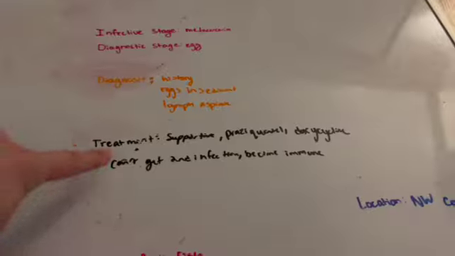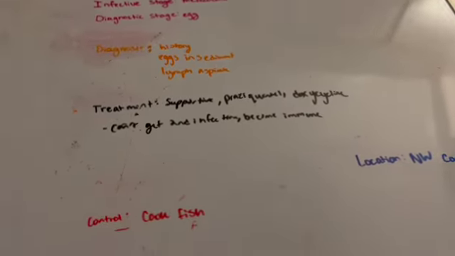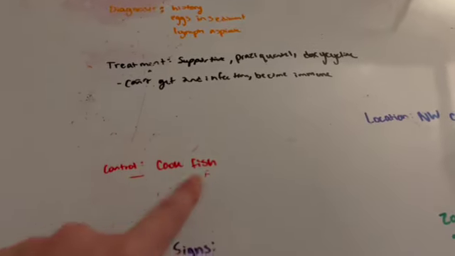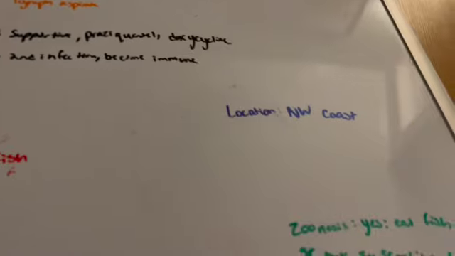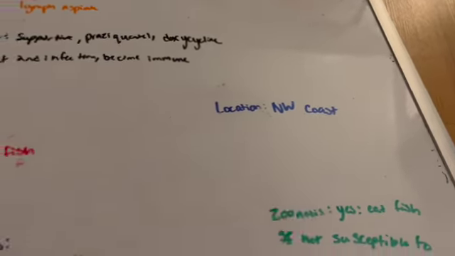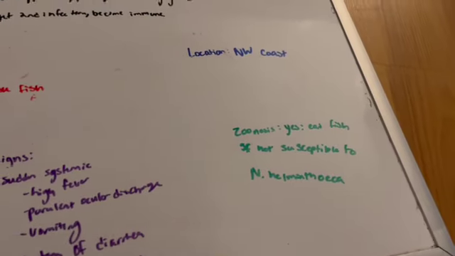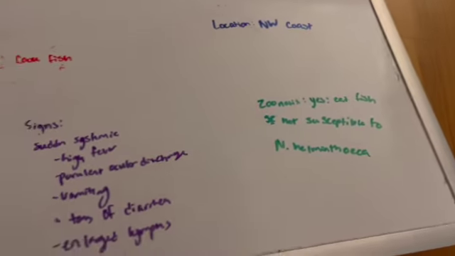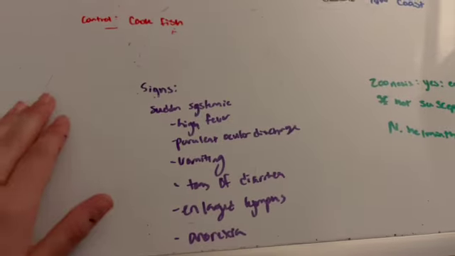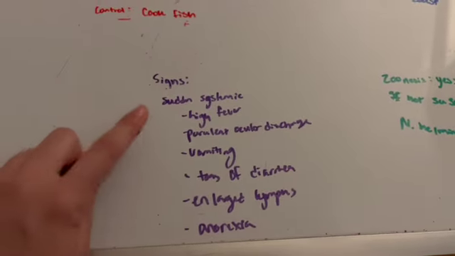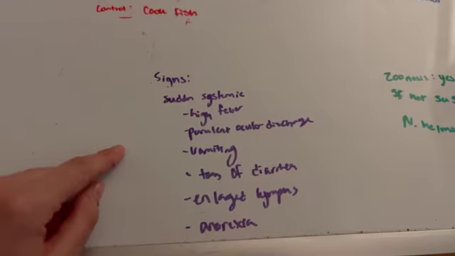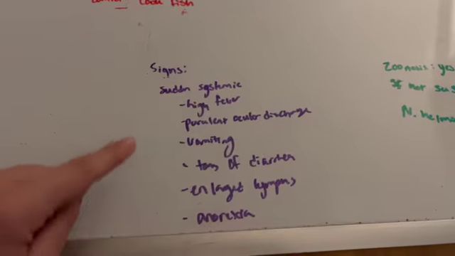The good thing is once they get infected, they can't get a second infection. They become immune. To control it, cook the fish. Don't feed them raw fish. It is located in the northwest coast. It is zoonotic. We get it by eating fish, but we are not susceptible to the bacteria. Signs include sudden systemic infection, high fever, purulent ocular discharge, vomiting, tons of diarrhea, enlarged lymph nodes, and anorexia.